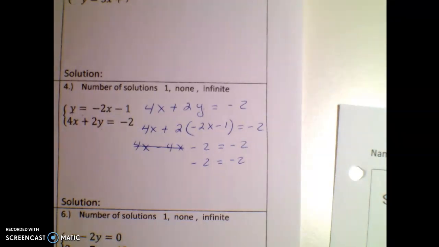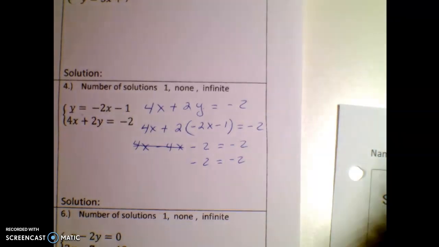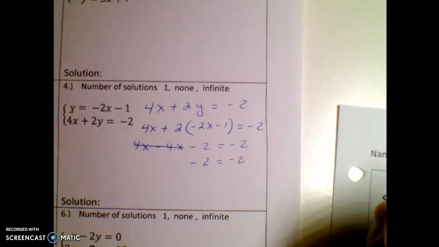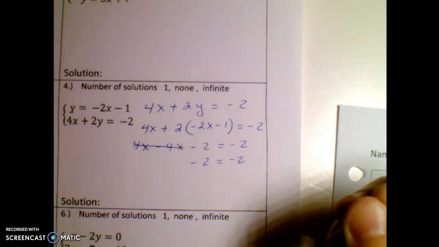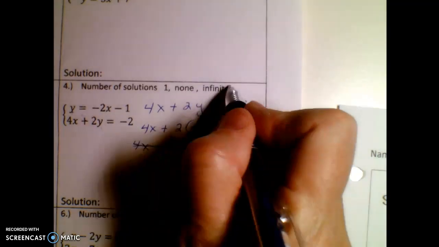Okay, well that doesn't tell us very much. It just tells us that those two things are equal to each other. But what it does tell us is that every point on both lines are the same. So we have an infinite number of solutions.